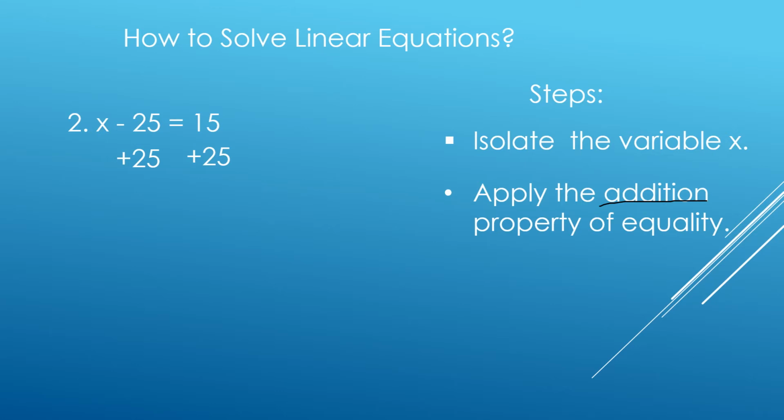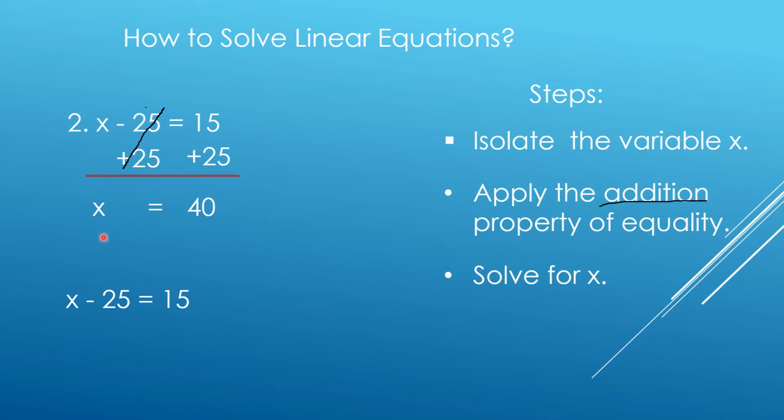And this is 25. This is minus here, which means that this is equal to 0. So what we have now to solve for x, we have now x, and then equals 15 plus 25 is equal to 40. So it means that if this is subtraction, you are going to add. If this is addition, we're going to subtract to make it equal to 0.